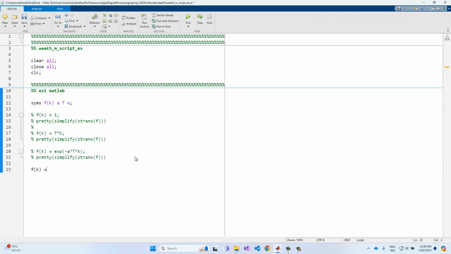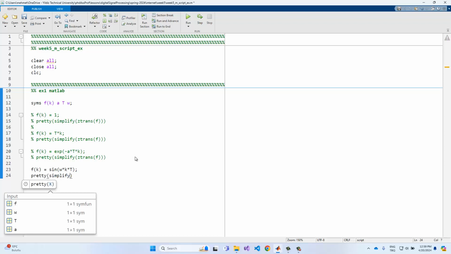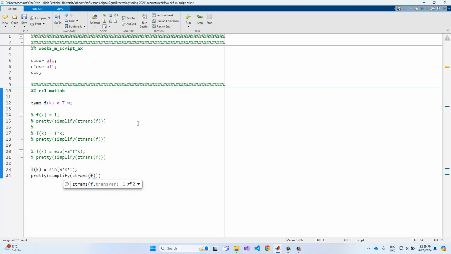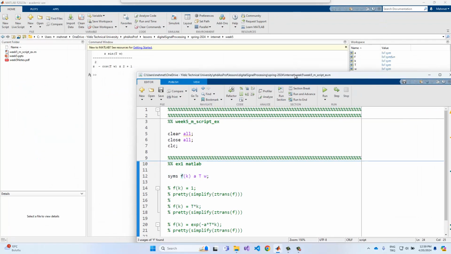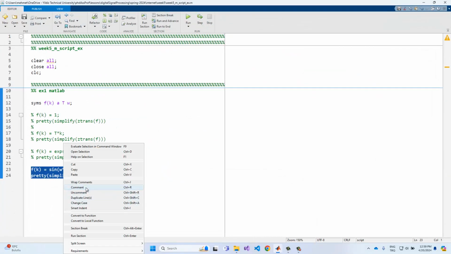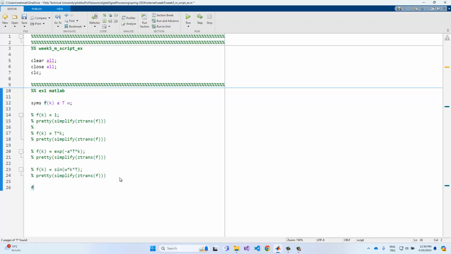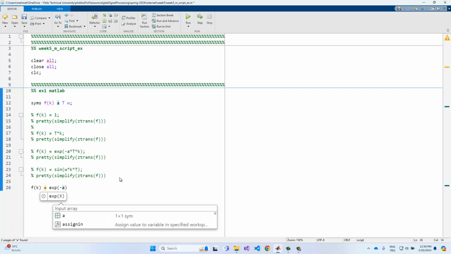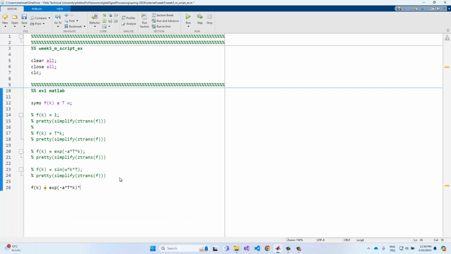So we can apply this on the sine signal, just like this one: the angular frequency, the sampling period, and k, the index of our basis. The pretty simplify ztrans can be called using these terms, and then we will have the Z transform of the sine signal. Or we can use f(k) equal to the exponential of minus a times T times k, times sine of w times k times T.